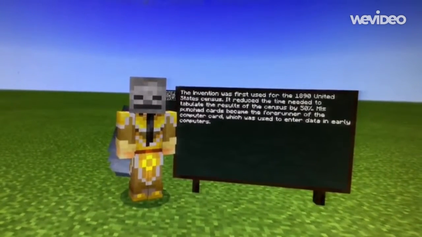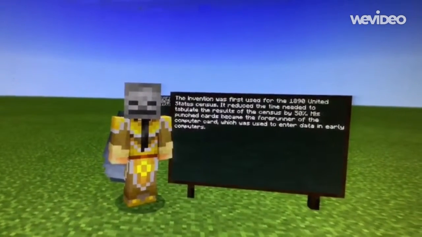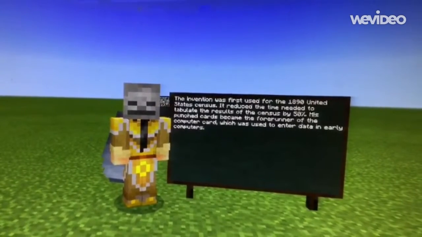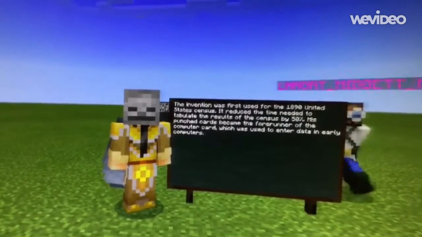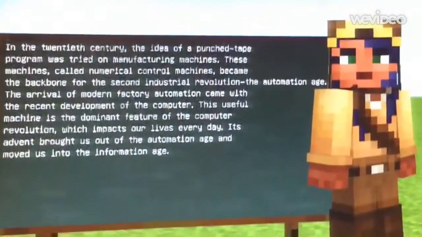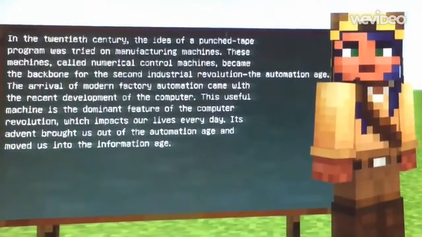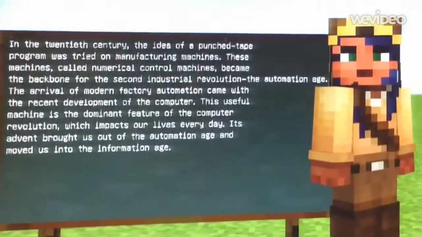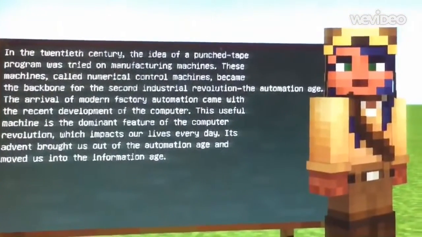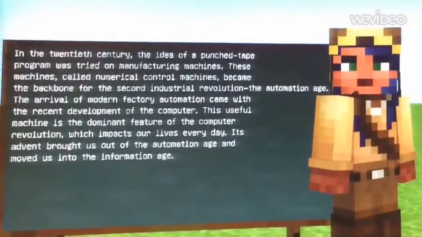His punched cards became the forerunner of the computer card, which was used to enter data in early computers. In the 20th century, the idea of a punch tape program was tried on manufacturing machines. These machines, called numerical control machines, became the backbone for the Second Industrial Revolution, the Automation Age.